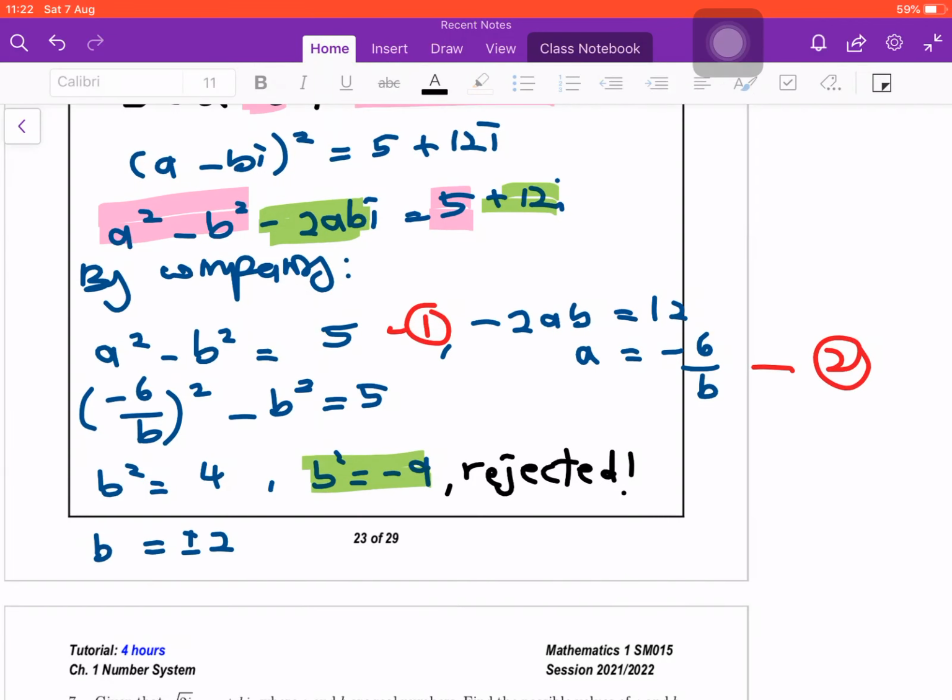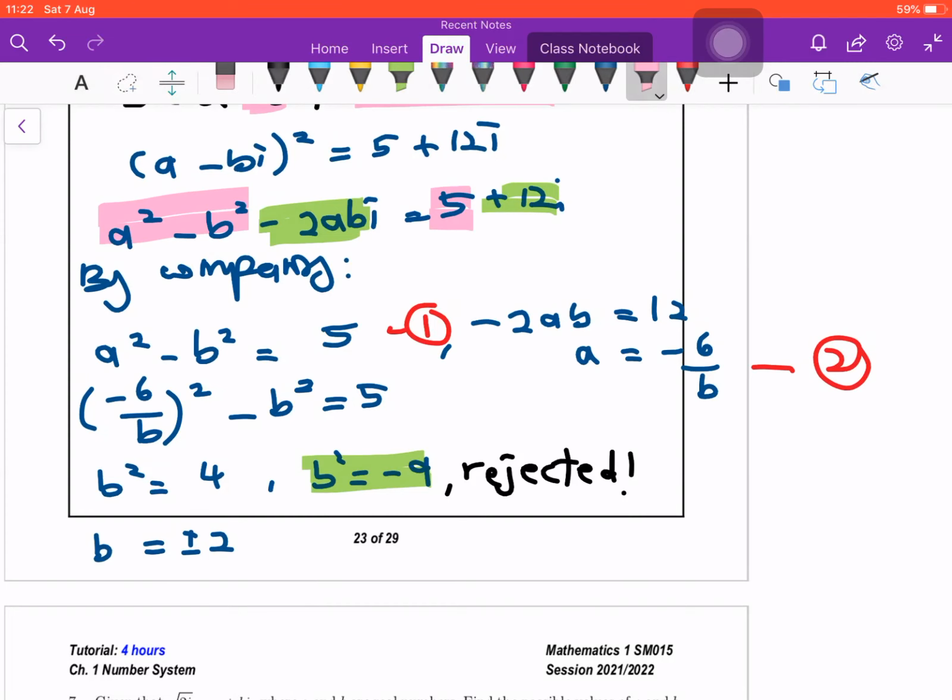So, dekat sini awak dapat plus 2 dengan negatif 2. So, awak rasa jawapannya apa? Of course, kita kena ambil yang negatif lah. Kita kena ambil yang mematuhi soalan. So, hence, B equal to negative 2.